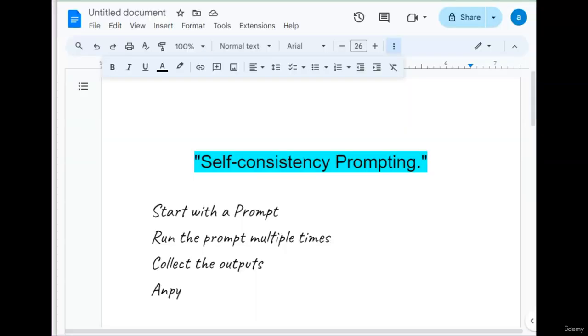Self-consistency prompting is an easy yet powerful technique to enhance the accuracy of language models' output. By running the same prompt multiple times and analyzing the consistency of the answer, you can confidently identify the most likely correct response. So next time you're working with a language model and need to ensure accuracy, remember to use self-consistency prompting. It's a valuable tool that can make a big difference in the quality of your outputs.